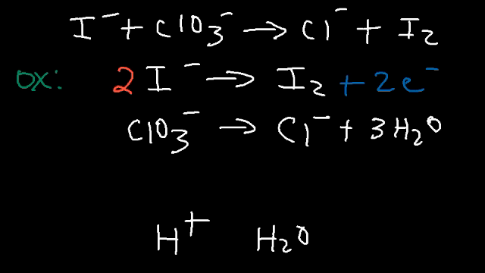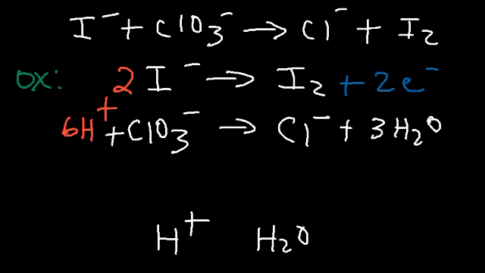Once you balance the oxygen atoms, next move on to balance the hydrogen atoms. Since we have 6 hydrogen atoms on the right side, let's add 6 hydrogen ions on the left. So now all of the atoms are balanced. Now we've got to balance the charges.